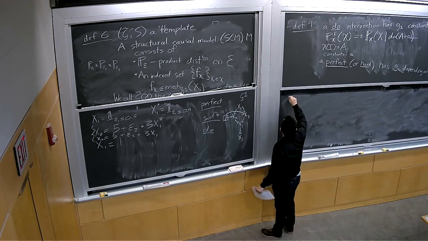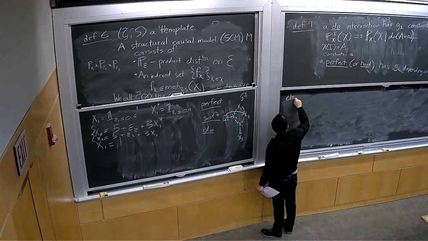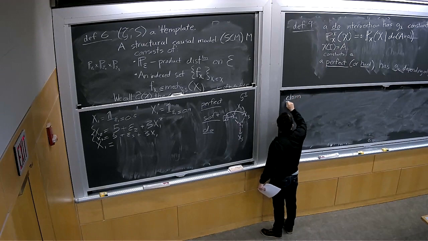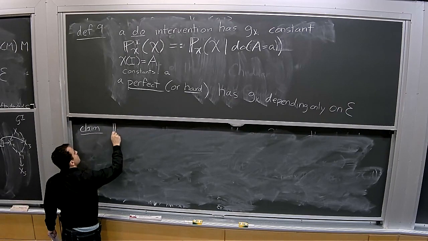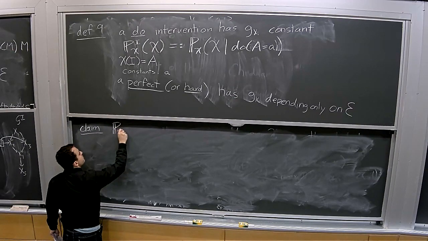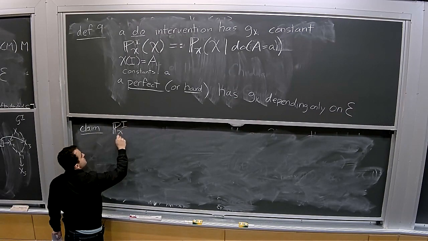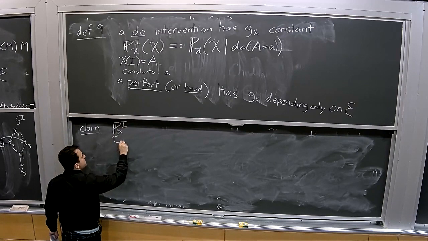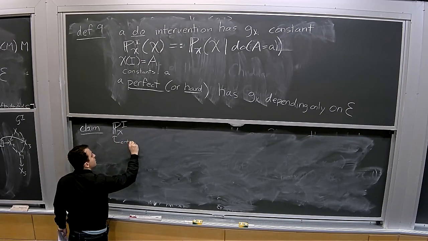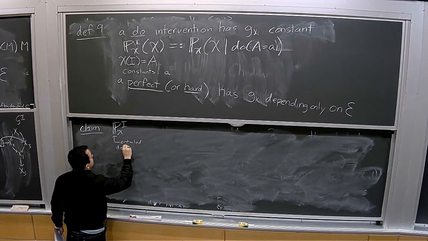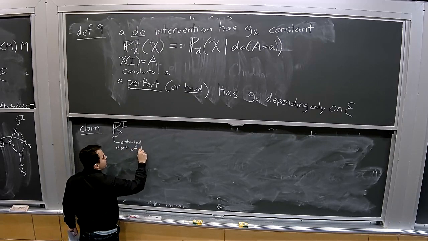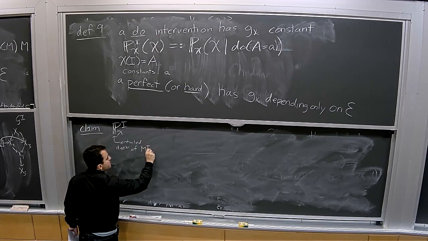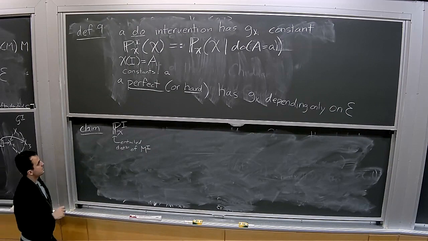So this is just going to be a claim, which is that this P X I, so this was the interventional distribution, this was the entailed distribution of the interventional SCM without the plus.